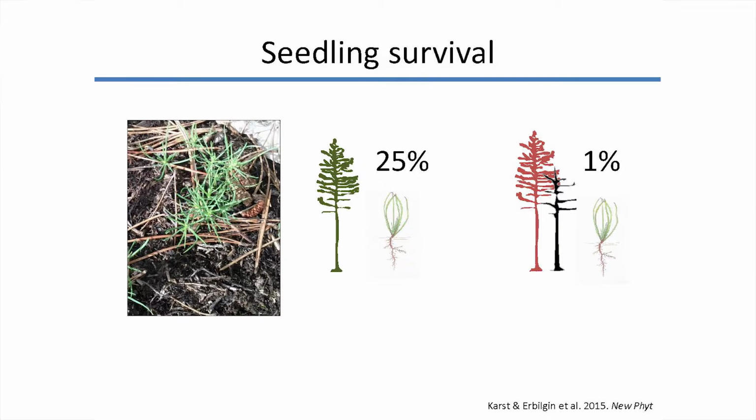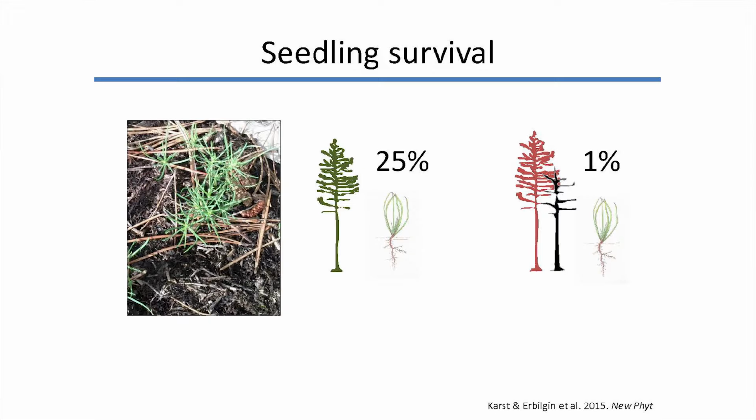So we also complemented our greenhouse experiment with another field experiment, and we tracked the survival of seedlings. So we sowed seeds in our stands, and we tracked them for 2 years to see how they did, the seedlings established. And we found there was pretty big differences in survival of pine seedlings in these stand types. So we sowed the seeds of pine, tracked them, 1% survival versus 25% survival in a healthy pine stand.